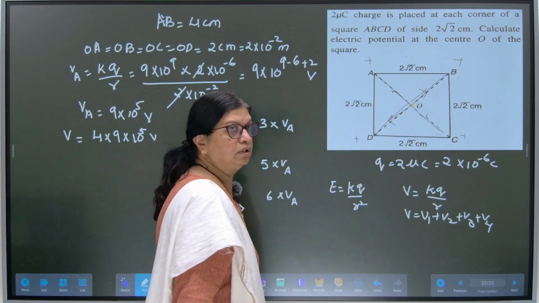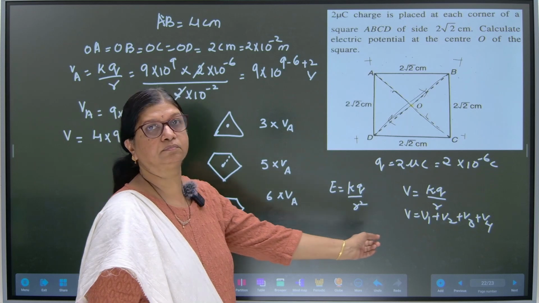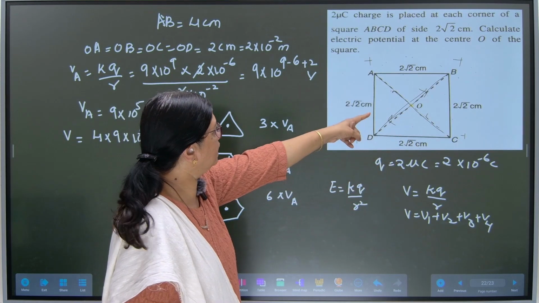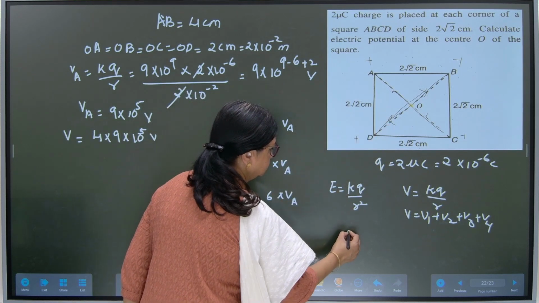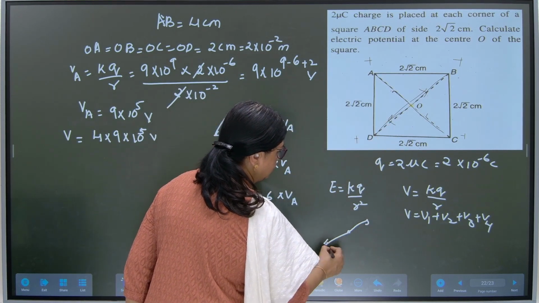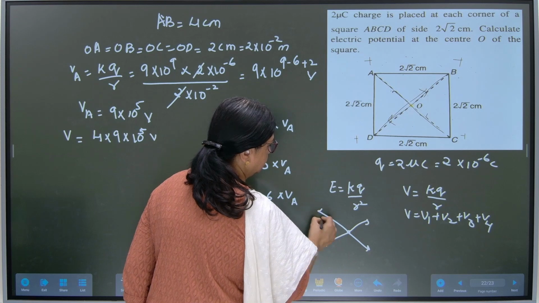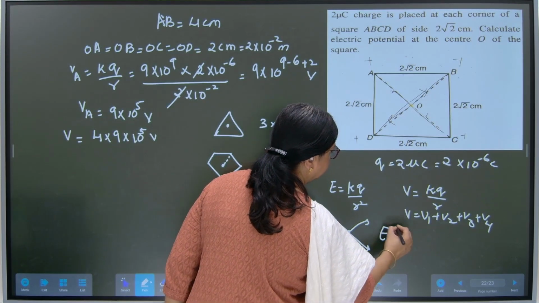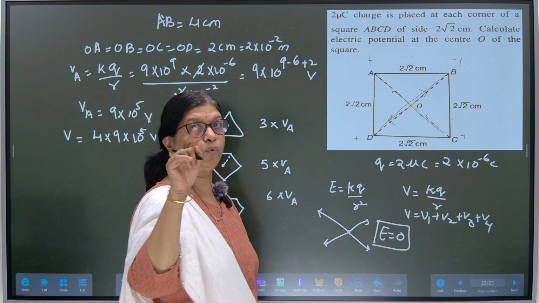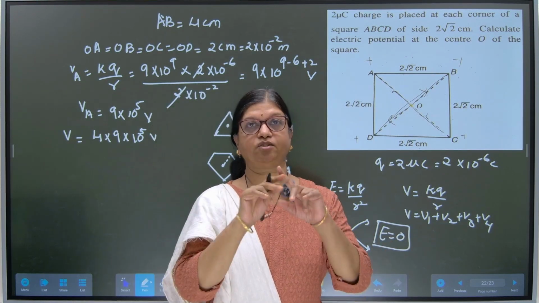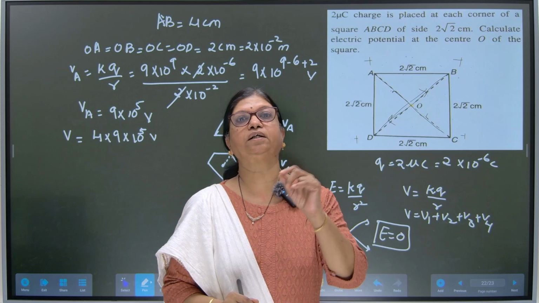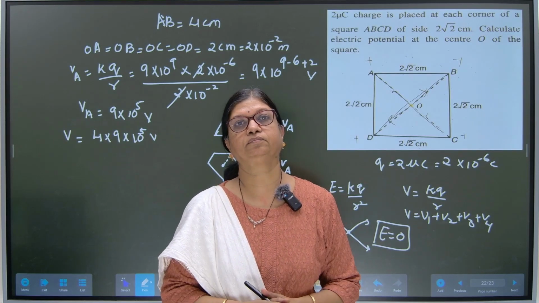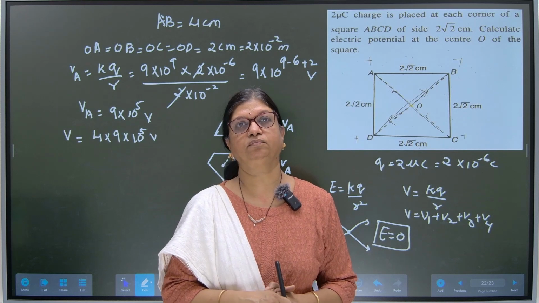Instead of r, put the value. The electric field due to each charge will be the same, but the directions, as you can see, are opposite on each line. So all would cancel out each other, and my electric field at the center would be 0, provided it is a square and charges are equal in magnitude and in polarity. I would get E is equal to 0.